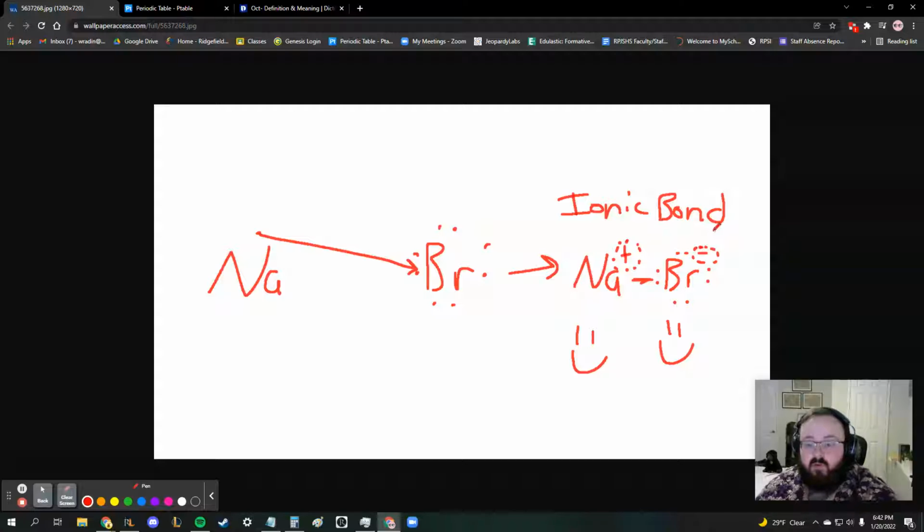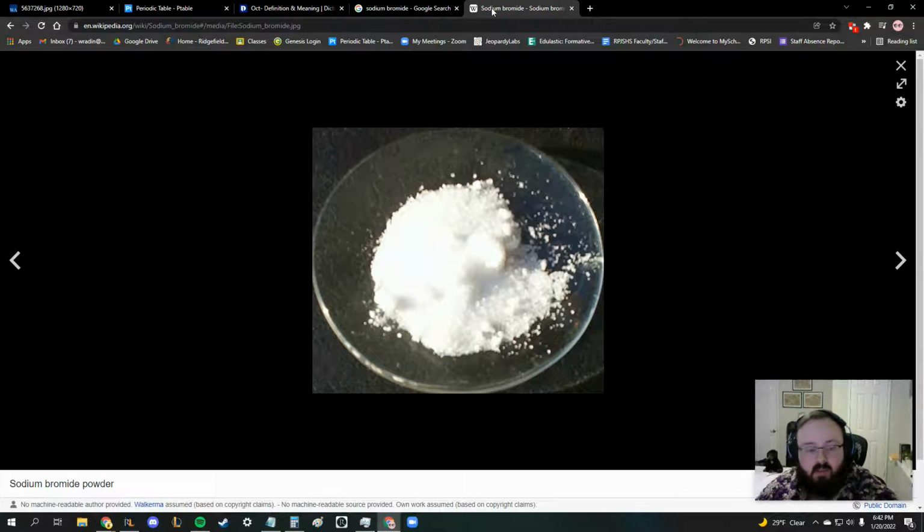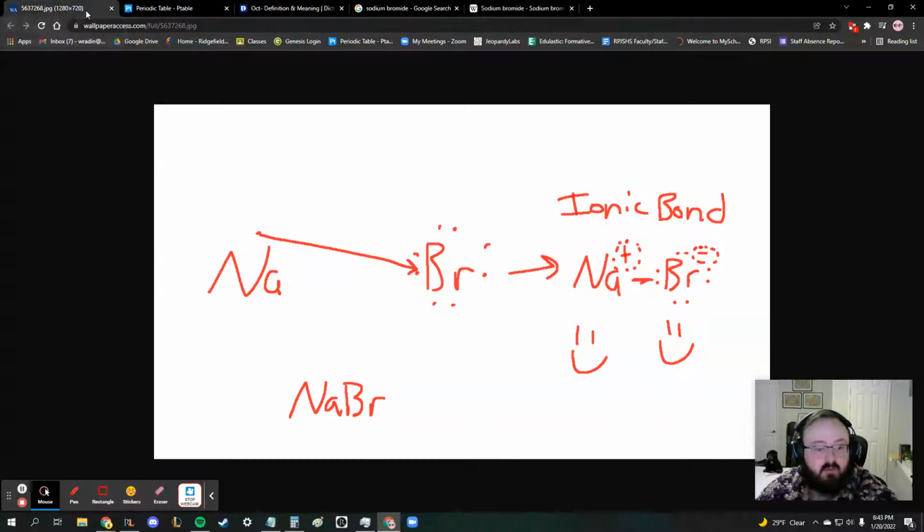Alright, this is our first real example of us putting together different atoms to create something new. We have now created sodium and bromine as a salt together. So I pulled up an example. This is what this actually looks like. This is sodium and bromine together. It looks very similar to salt, but it is slightly different because table salt has chlorine, whereas this has bromine. Okay? So I just want to show you what this looks like.